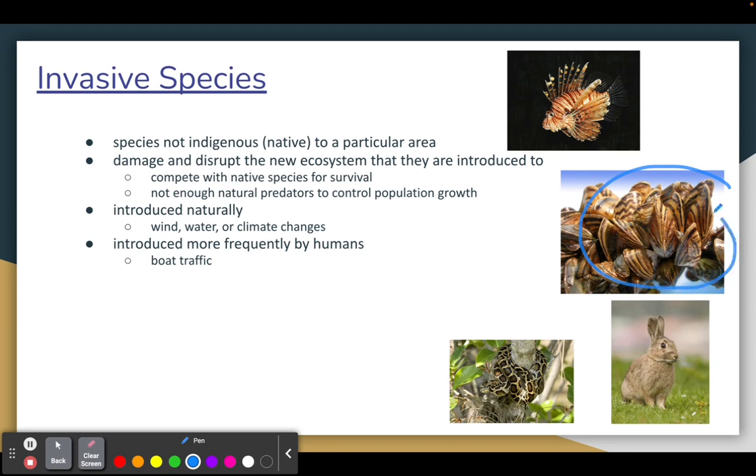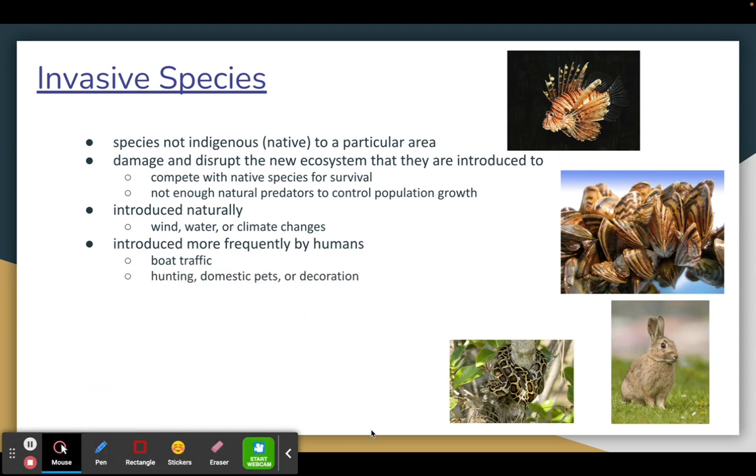The zebra mussels were not native to the Great Lakes region, and they were attached to vessels that came and ported and docked there. That is actually what brought the zebra mussels, which are extremely invasive and really problematic in that region. They can also be introduced by hunting, domestic pets, or decoration.